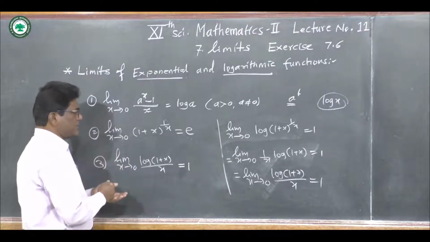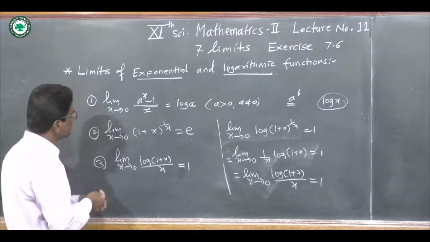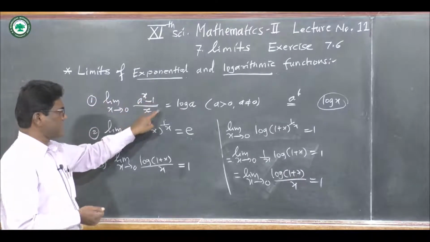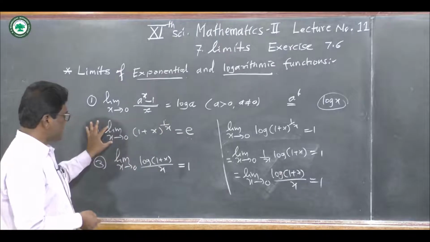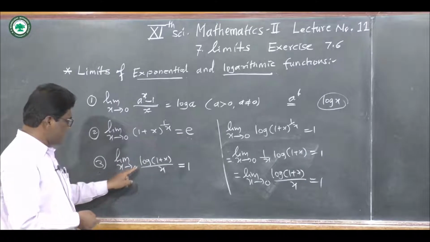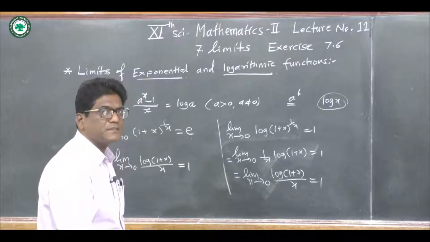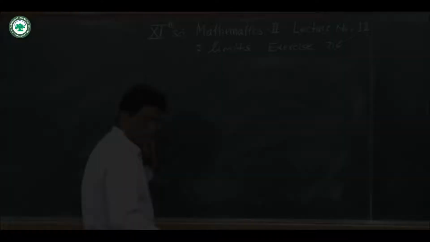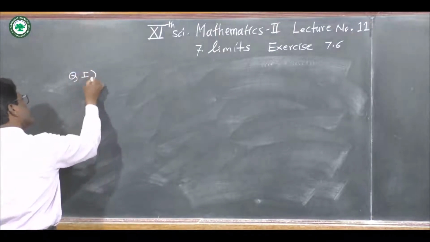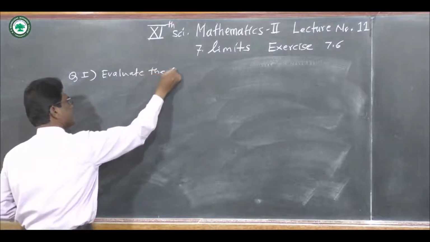And on these three formulas, exercise 7.6 we solve. So again, see here: limit x tends to 0, a to the power x minus 1 upon x, is equal to log of a. Limit x tends to 0, (1 plus x) to the power 1 upon x, is equal to e. And limit x tends to 0, log of (1 plus x) upon x, is equal to 1. Now we see exercise 7.6. Question first: evaluate the following limits.